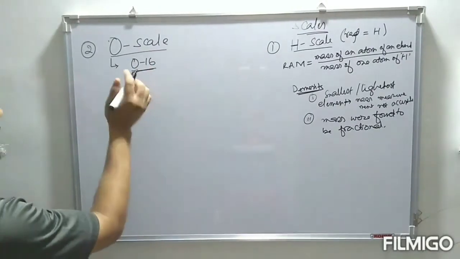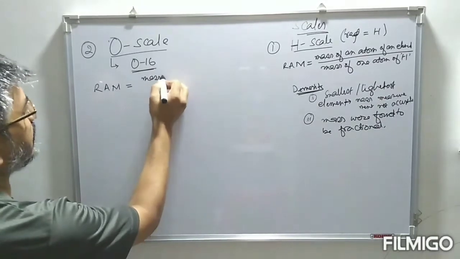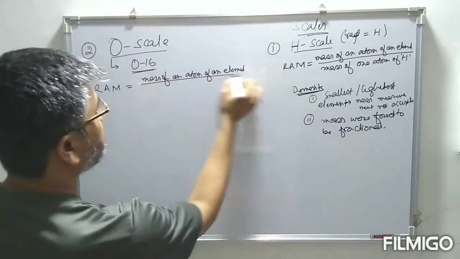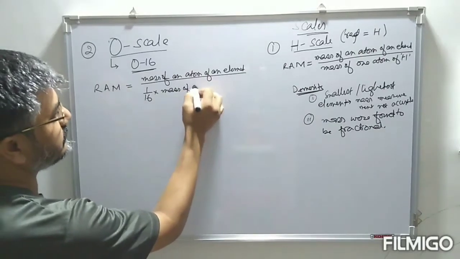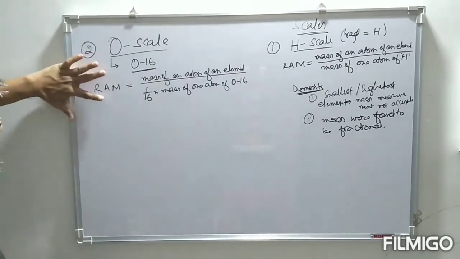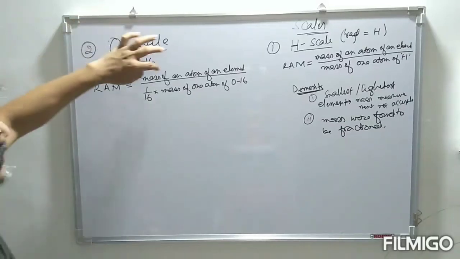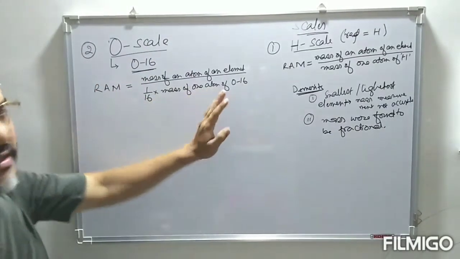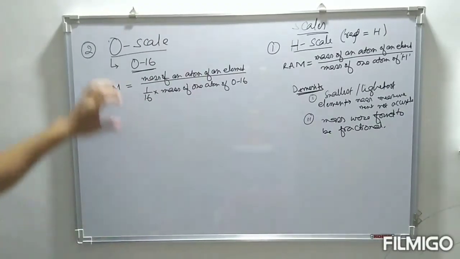Now based on this oxygen scale, the relative atomic mass is defined as the mass of an atom of an element divided by 1/16 times the mass of one atom of oxygen-16. So look at this, the relative atomic mass of an element on the oxygen scale is the mass of an atom of the element, which is to be defined, divided by 1/16 times the mass of one atom of oxygen-16, the most stable isotope of oxygen. So this ratio was defined as the oxygen scale, mass in terms of the oxygen scale.